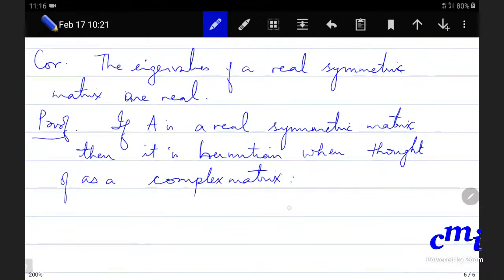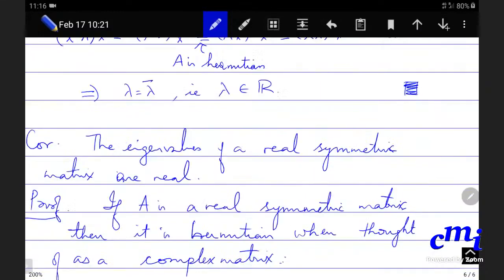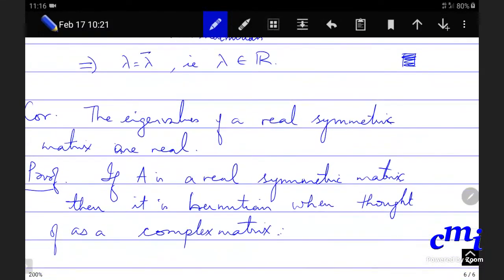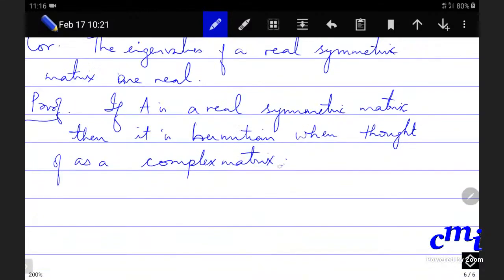So this is an important property, both for complex Hermitian matrices and, as a consequence, for real symmetric matrices. Sir, so we can just say that if an eigenvalue exists, then it is real, right?